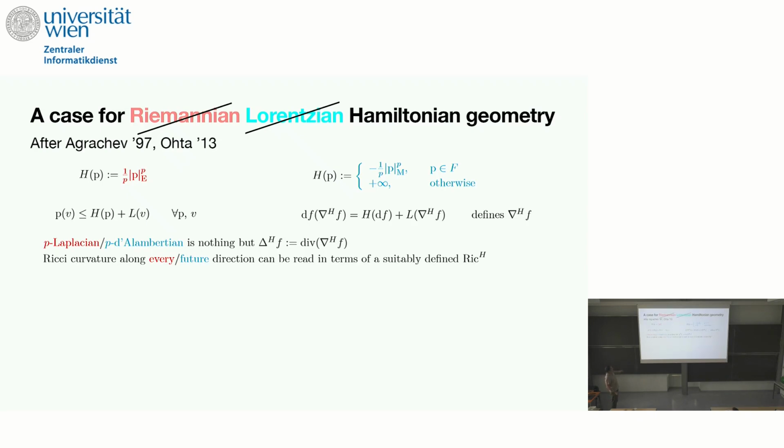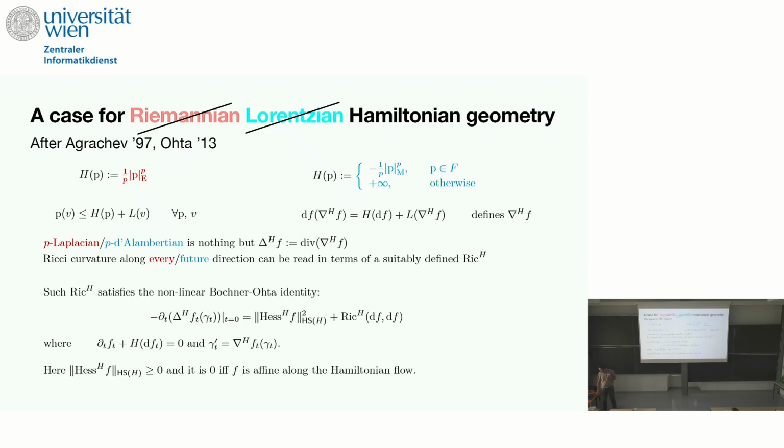The p-Laplacian or p-D'Alembertian is nothing but the Hamiltonian Laplacian, if you want, which is just the divergence of this Hamiltonian-defined gradient. Okay, and Ricci curvature along every future direction can be read in terms of a suitably defined bound on some Hamiltonian Ricci curvature that could be defined. Shin-ichi did. I will not give you the definition. Just believe me on this step.